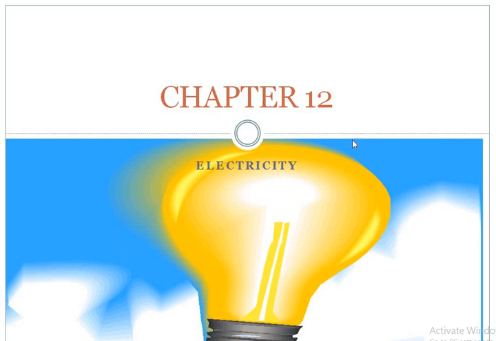Chapter 12, Electricity. Electricity is the most important and convenient form of energy. In today's world, we can't imagine our life without electricity.